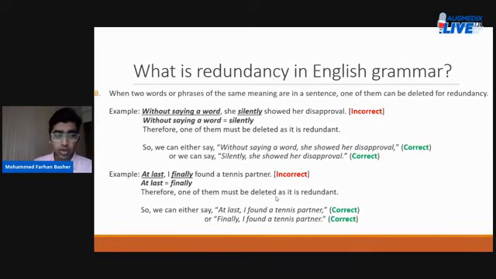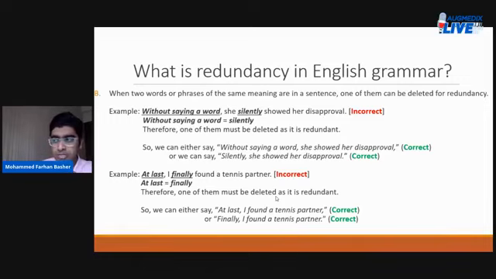Without saying a word, she silently showed her disapproval. And this sentence is incorrect. Why? Because we have an instance of redundancy in this sentence, as in there is an unnecessary repetition in the sentence. Without saying a word and silently both carry the same meaning, both mean the same, right? So we go with either of them, not both together. We don't keep both in one sentence, right?